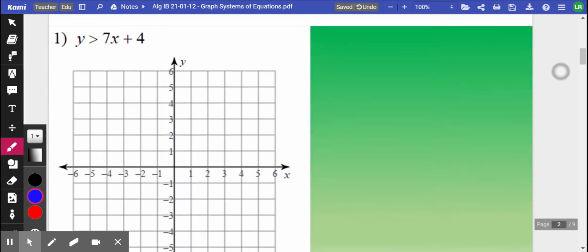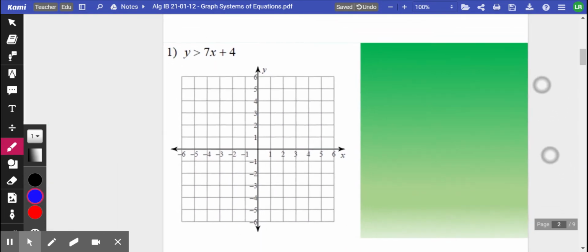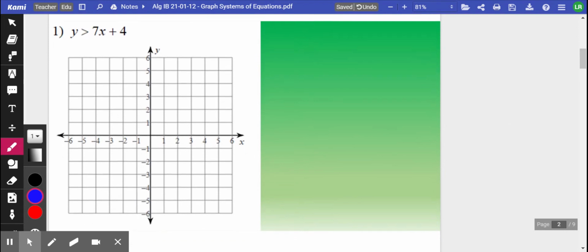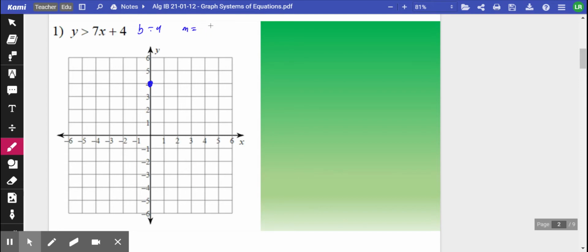All right, here's the first one that we are graphing. This would be y is greater than 7x plus 4. So I'd like you to go ahead and pause the video and graph this problem. All right, for this one, it's just a single inequality. The y-intercept's 4, so up 4, I place my point. The slope is 7, or 7 over 1.